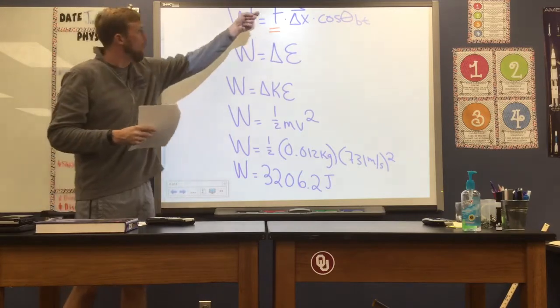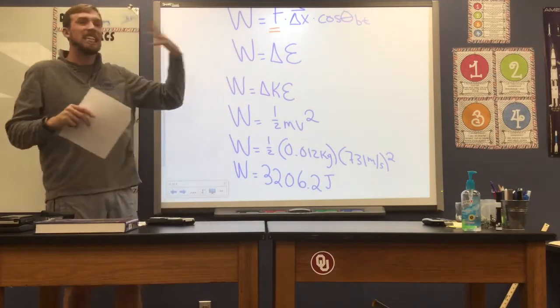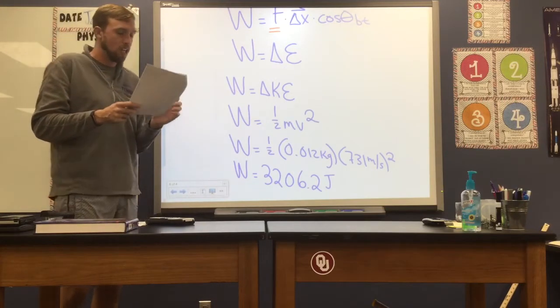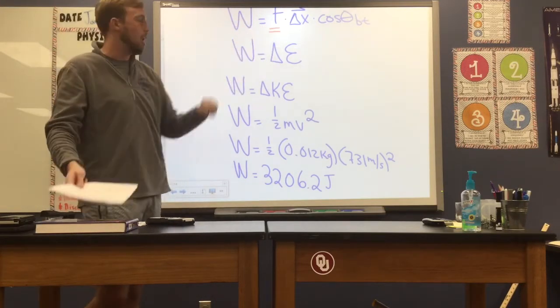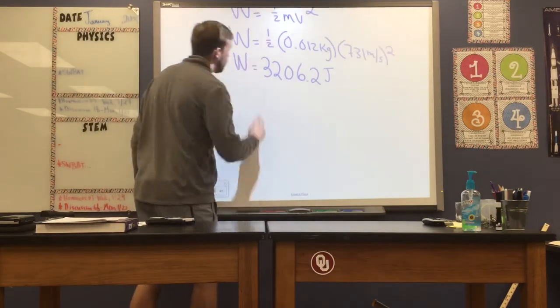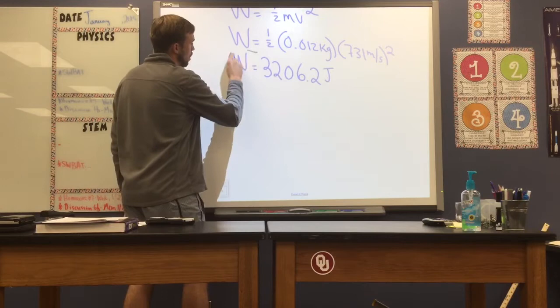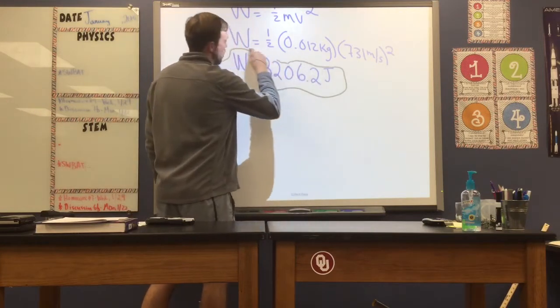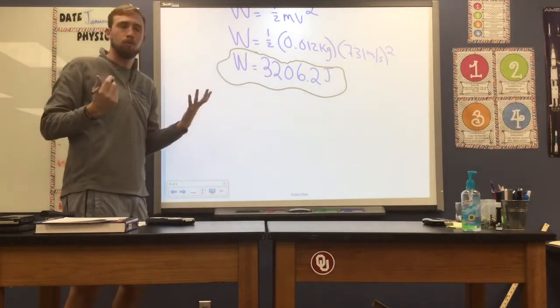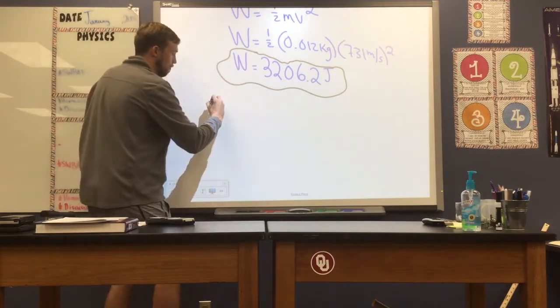Okay? Really, how much force is being exerted on the bullet to get it to gain this amount of energy? So now we're going to use our other approach for work. I'm going to take this value, 3,206 joules, and use it in our other approach for work to find a force.